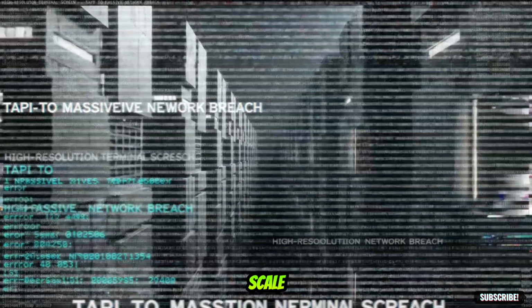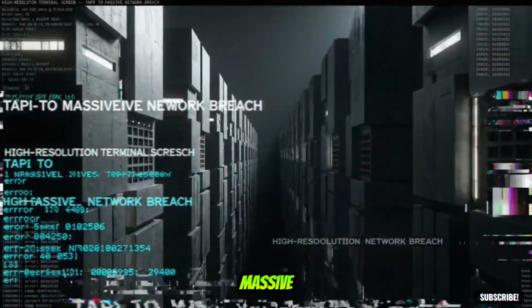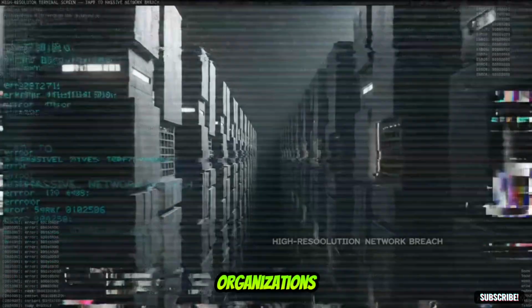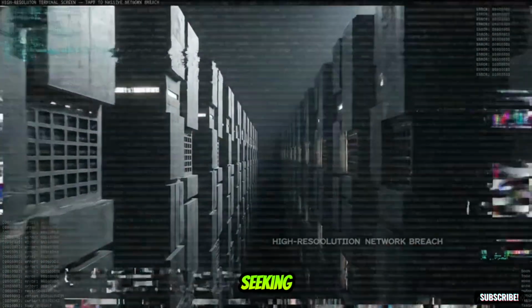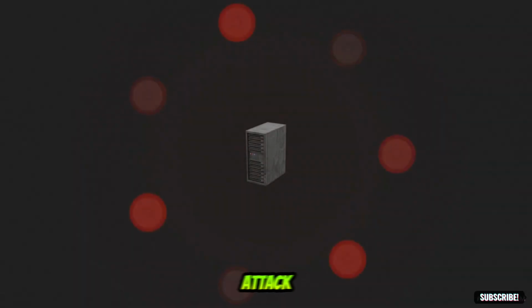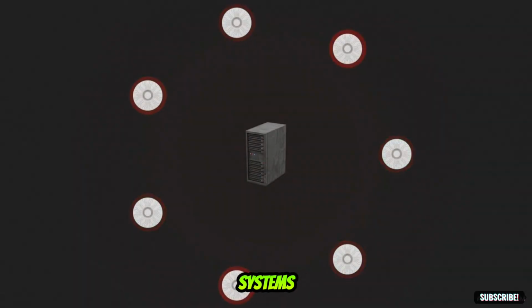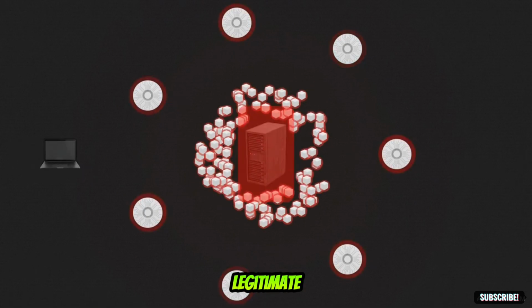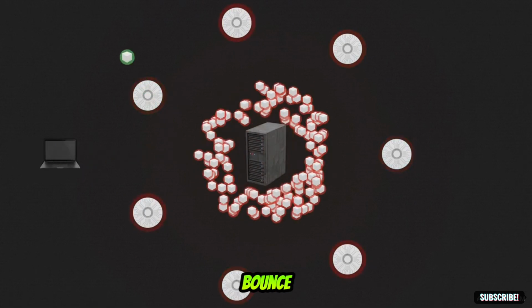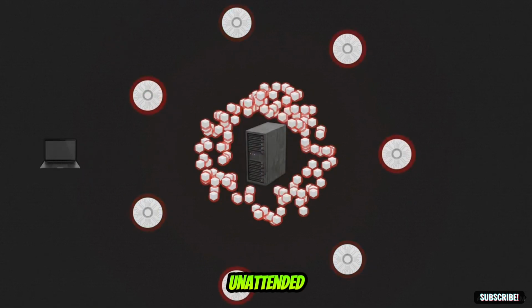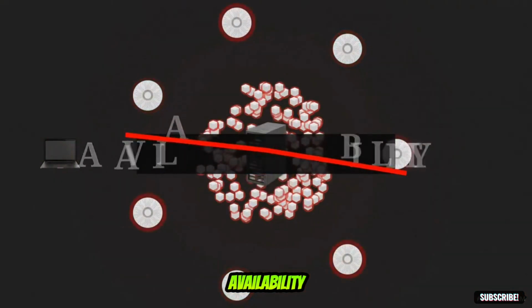The tactics scale up when hackers target the massive networks of public sector organizations and large corporations, seeking long-term network access and massive data hauls. In a distributed denial of service, or DDoS attack, multiple hijacked systems are used to launch a massive flood of artificial traffic against a single network. By overwhelming the hardware, the server freezes. Legitimate service requests from real users bounce off this wall of traffic and go unattended, which destroys the availability pillar.